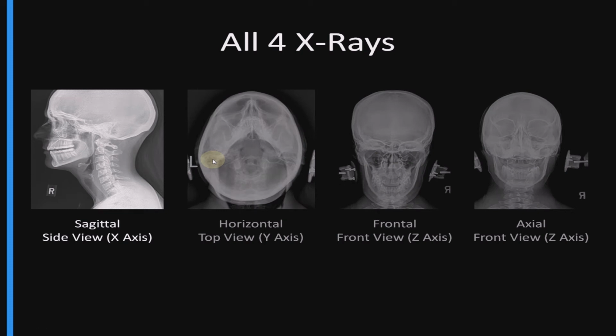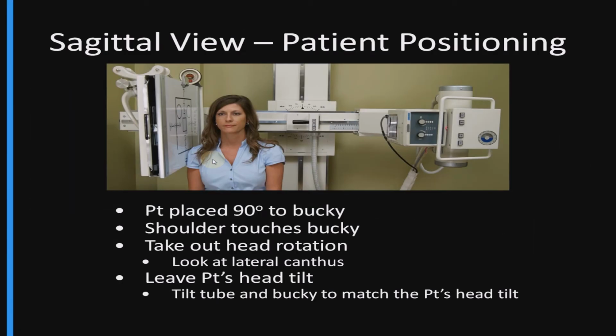The first X-ray we'll be viewing is the sagittal film, and discussing its positioning. This is taken down the x-axis from the side. The tube is set at 0 degrees and the bucky is 90 degrees to the tube. The patient is positioned with their shoulder touching the bucky, and we're going to remove head rotation by looking at the lateral canthus of the patient.